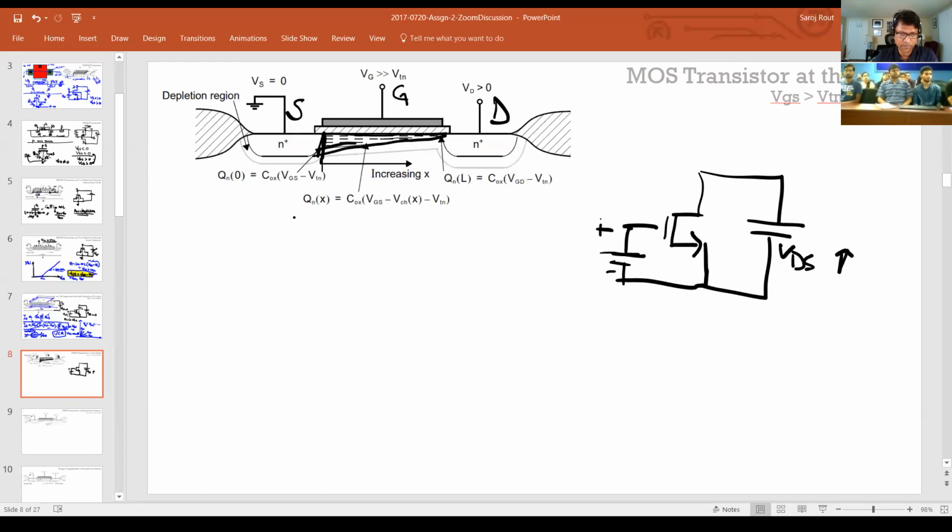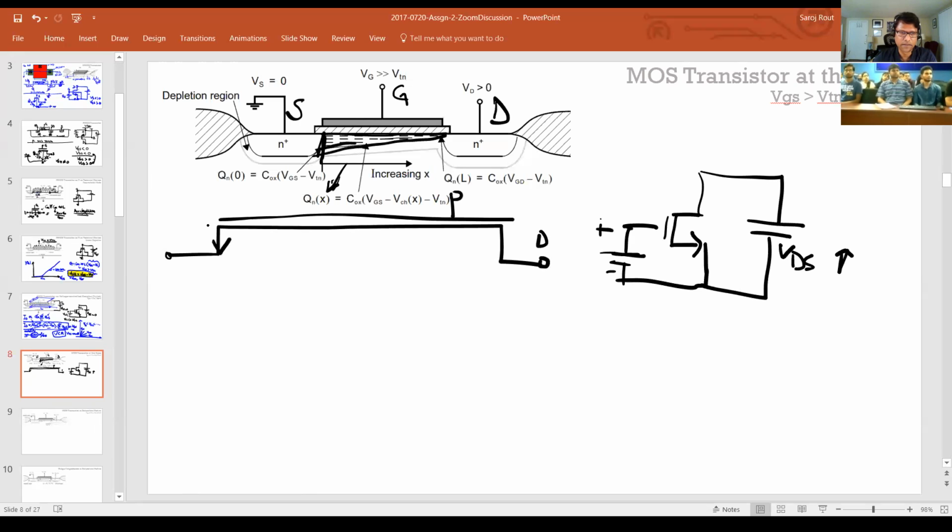Now I'll quickly show you a good way to visualize why this happens, okay? I can take this and, let's say, draw it as a really long transistor, just for clarity, for visual sake. I can just draw it like this. So that's a long transistor. Now, this is the drain, this is the source, that's your gate.